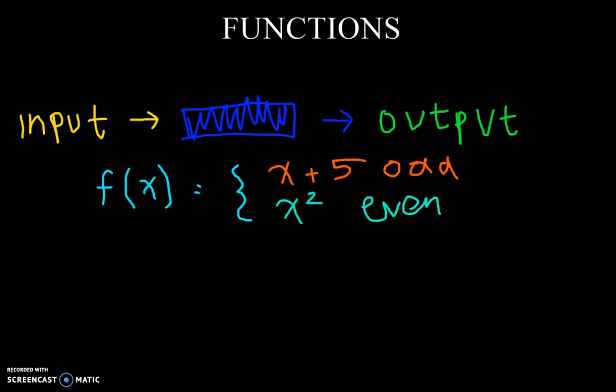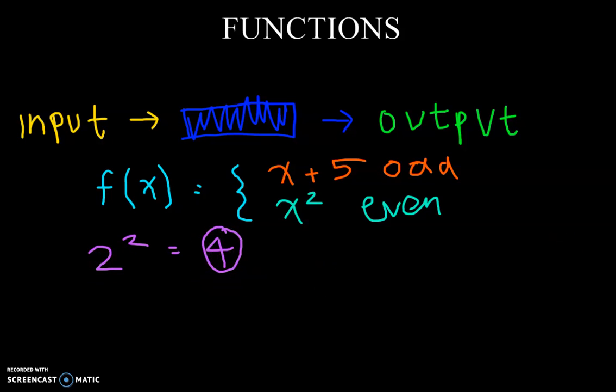Okay, so now let's input a number into our function. Let's say it's gonna be 2. So 2 is even, so we're gonna square it. 2 squared is gonna be equal to 4. 4 is our output. Our input was 2, our output was 4.